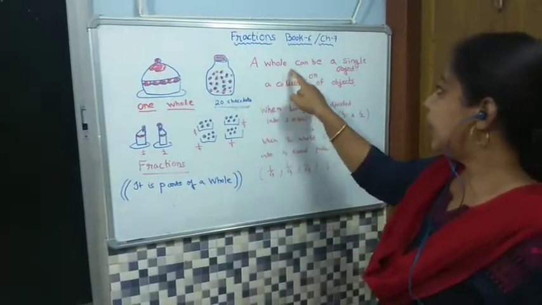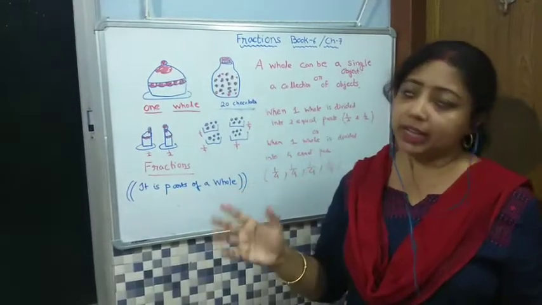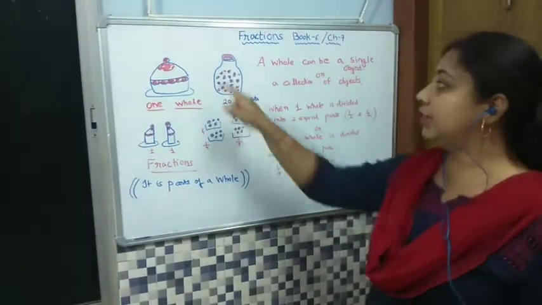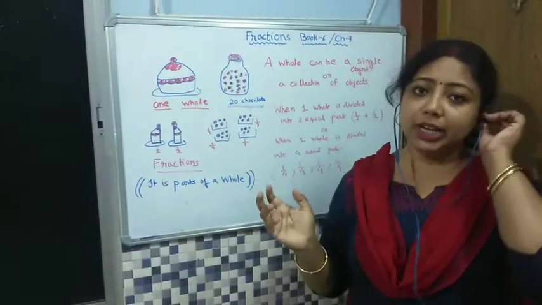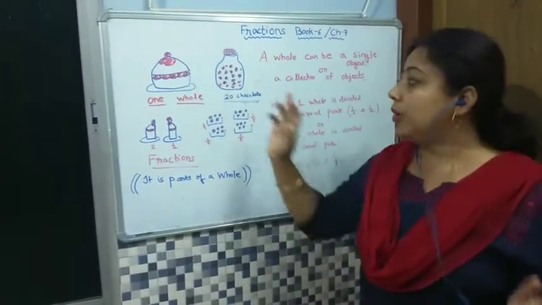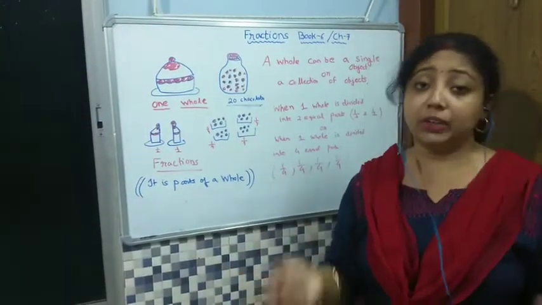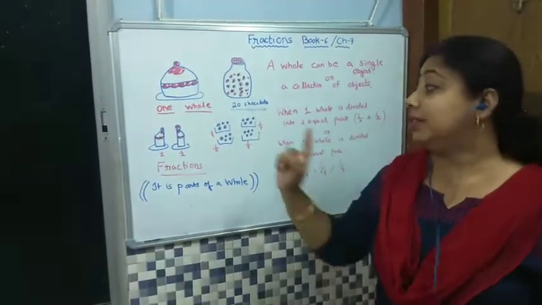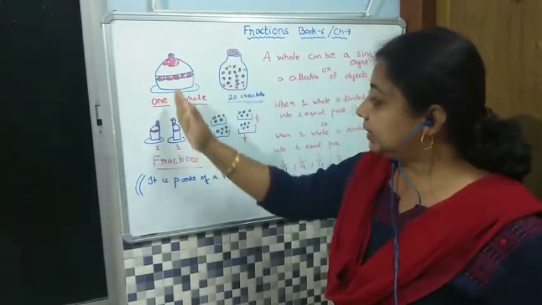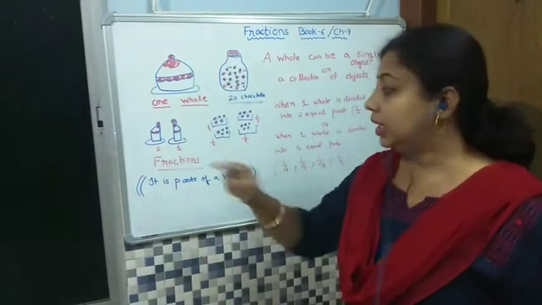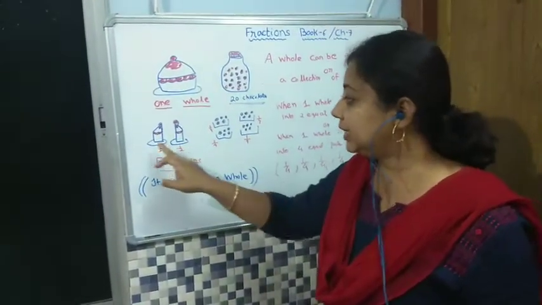So, a whole can be a single object like a full cake, or it can be a collection of objects. If many objects are kept in one thing, then it is also a whole. Why are we learning about this whole? Because if you learn about the whole, then only you can learn about fractions. See, what is a fraction? When this whole cake is divided or cut into two, this is one part and this is one part, then this is known as a fraction.